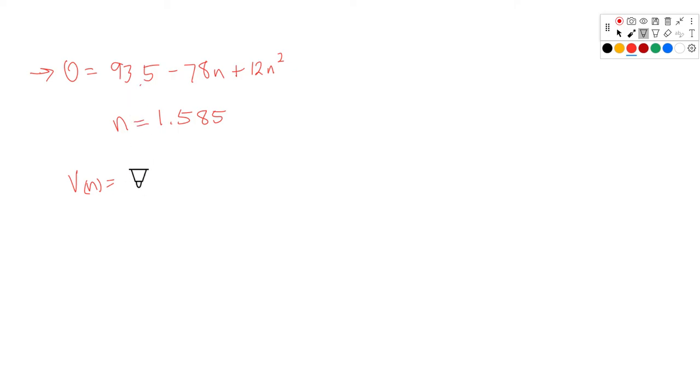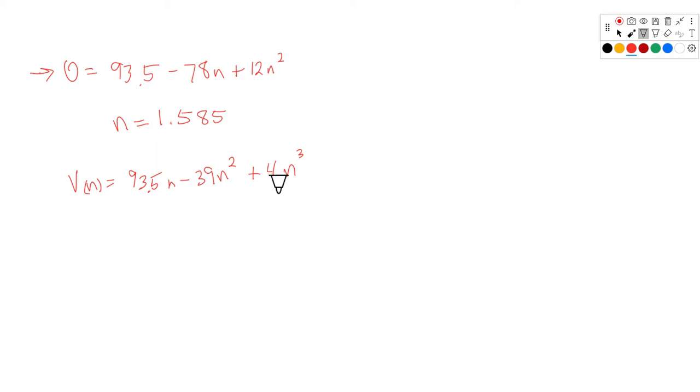So remember this was 93.5n, and then this, since it's to the 1 power, it's going to be n to the 2nd power, which means we need to divide 78 by 2 instead of multiplying, and you'll see we'll do that. So that was 39. And then this is a 2, so we're going to add 1 to it. It's going to be n to the 3rd, and so we divide the 12 by 3, and that gave us 4, right back to where we started.